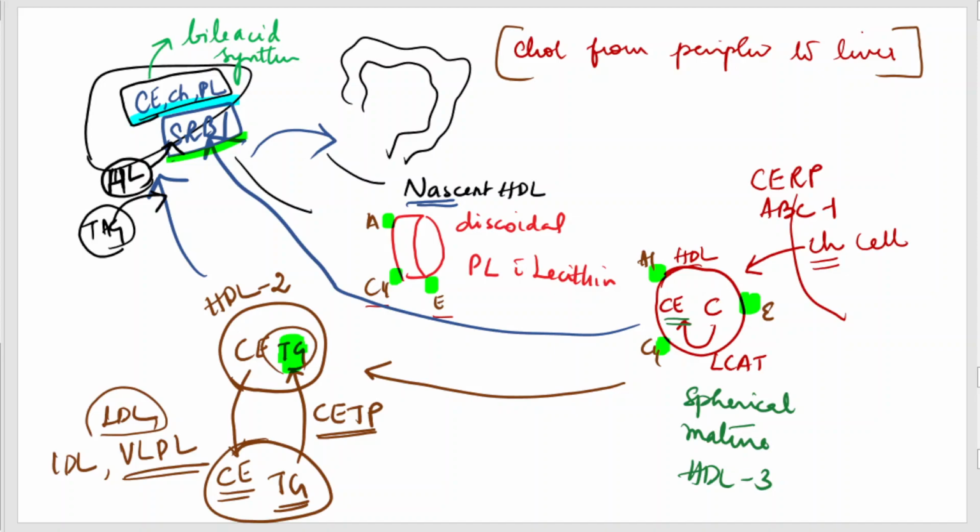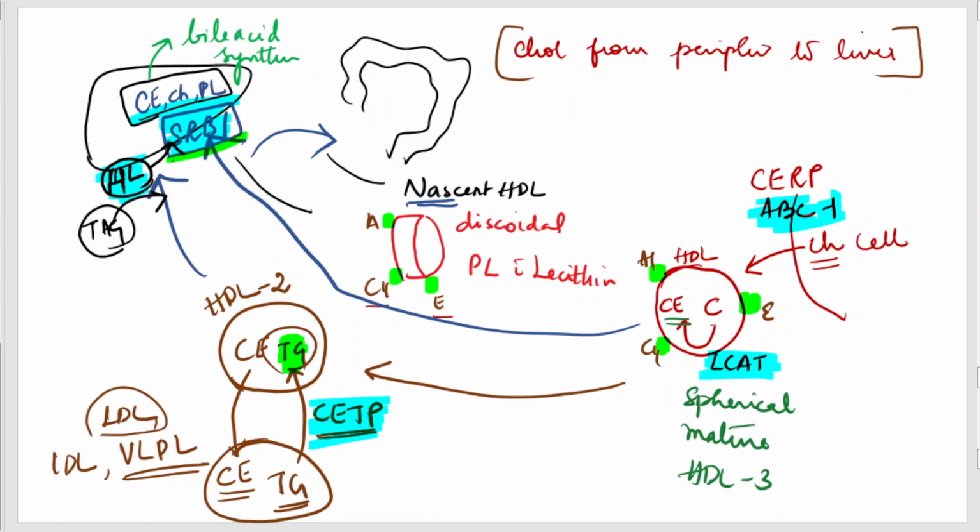Now, what are the important proteins you have to remember? One is the cholesterol efflux regulatory protein, which is an ABC cassette protein, then lecithin cholesterol acyl transferase, then cholesterol ester transfer protein, and then scavenger receptor B1 protein and hepatic lipase. So these things you have to remember. These are the important points which you should not miss whenever you are asked such a question.